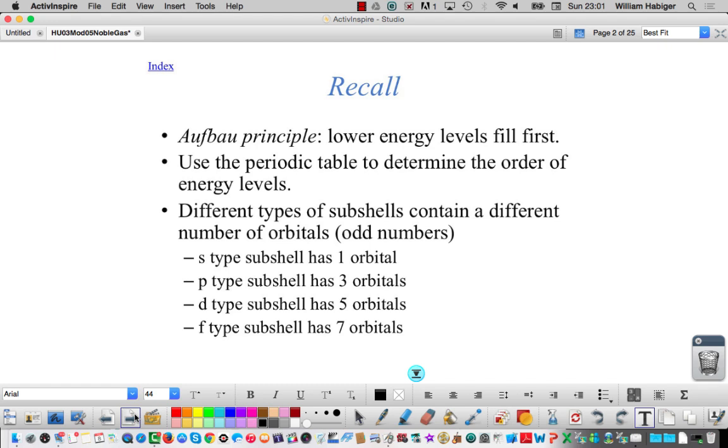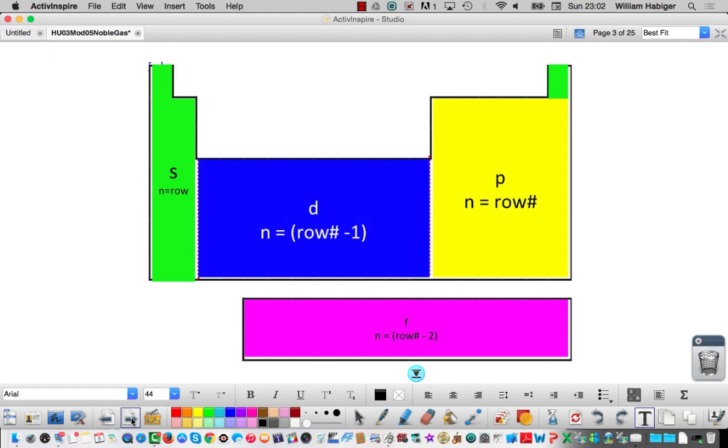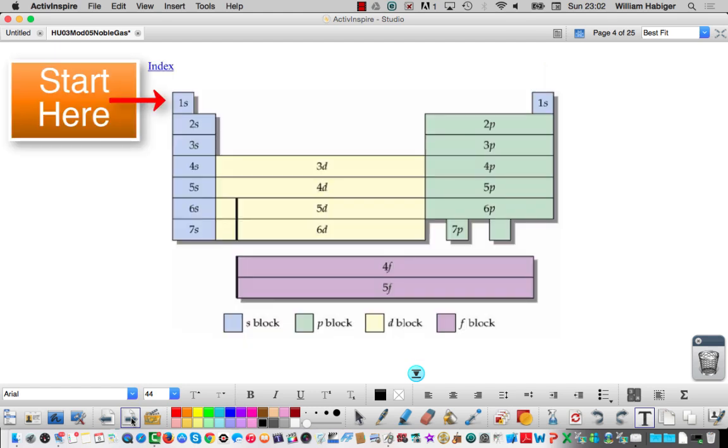Well, anyway, back to today's topic. Some of the things you need to remember from the previous modules are lower energy levels fill first. We will use the periodic table to determine the order that the energy levels fill in, and that S subshells have 1 orbital, P subshells have 3 orbitals, D subshells have 5 orbitals, and F subshells have 7. By knowing which section of the periodic table represents which subshell, we can determine the order that the subshells fill in. Remember that in the S and P blocks, the row is the shell number, N. In the D block, the row minus 1 is the shell number, and in the F block, the row minus 2 is the shell. When determining the electron configuration, we always start at hydrogen and go through the elements until we get to the element we want.